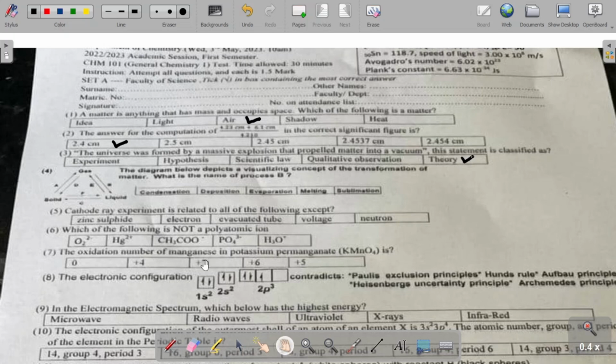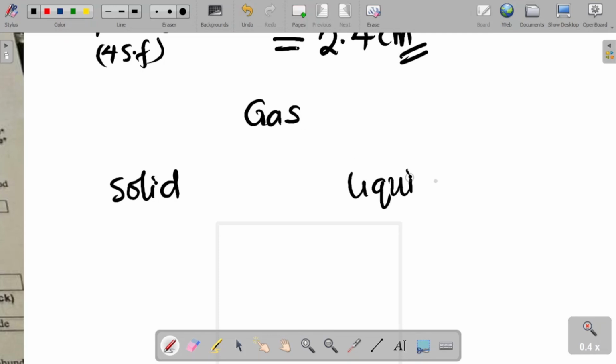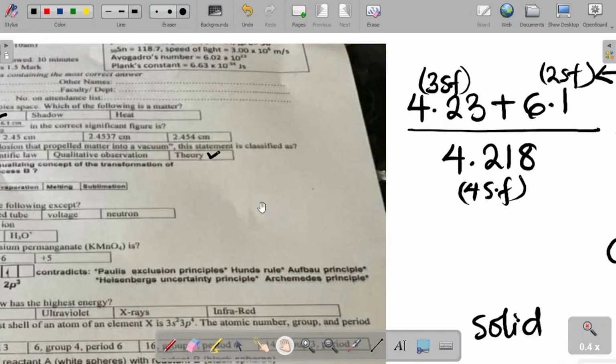Question 4, you're given a particular diagram here. I will draw it out. It says the diagram below depicts visualizing concept of the transformation of matter. What is the name of the process of B? That's the question. Now let me try to draw this. You have solid on the left hand side, gas up, and then liquid on the right hand side. So you have solid, you have gas, you have liquid. Now let's look at the direction of the arrows there.